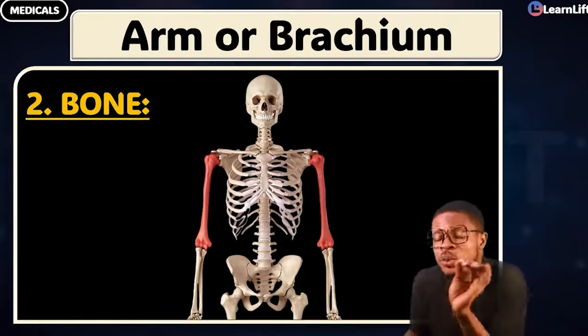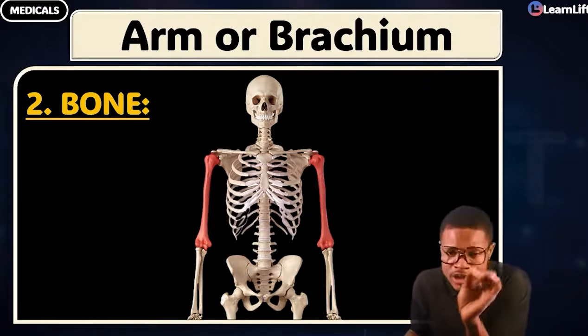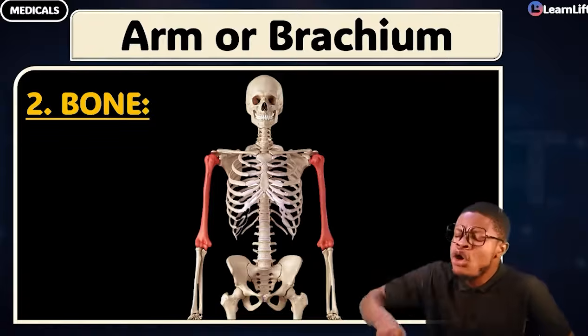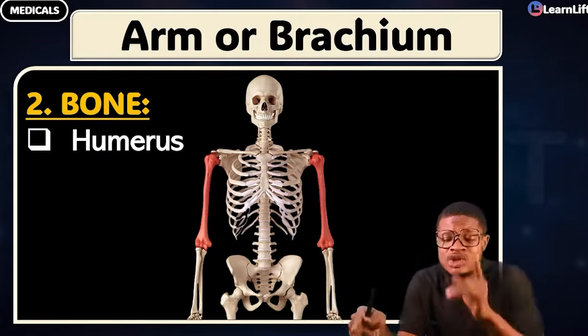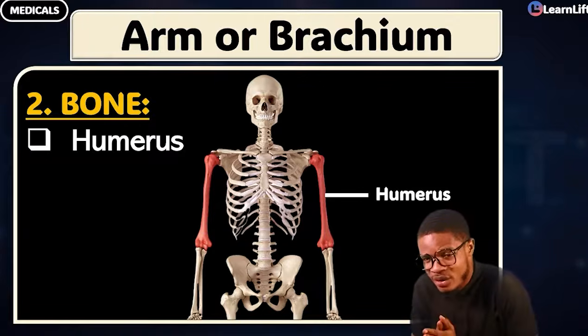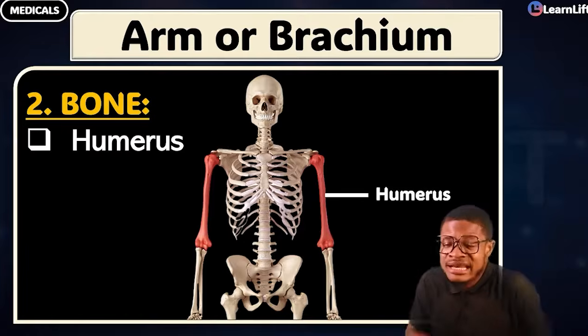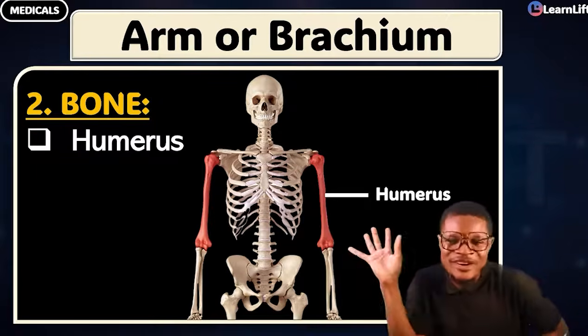Another important thing is, what is the bone that you see in the arm or the brachium? The bone of the brachium is called humerus. How many bones are there? Just one bone. And what is that one bone? That's the humerus. You can see your humerus highlighted red. The bone of the brachium, what is it called? Humerus. Period. You're out of there.